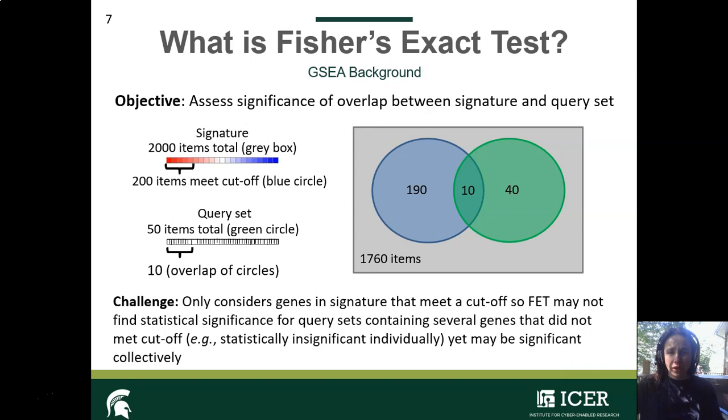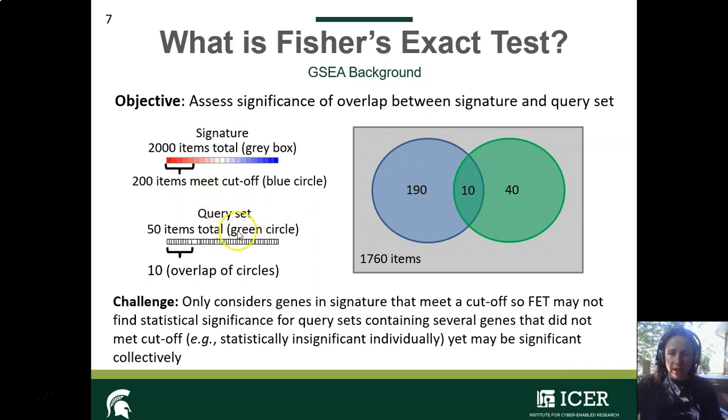So here's a visualization. Let's say I have a gene signature that has 2,000 genes. We'll represent that as the gray box. 200 of those genes meet my particular cutoff. Say my p-value is going to be less than 0.05. That can be the blue circle here.